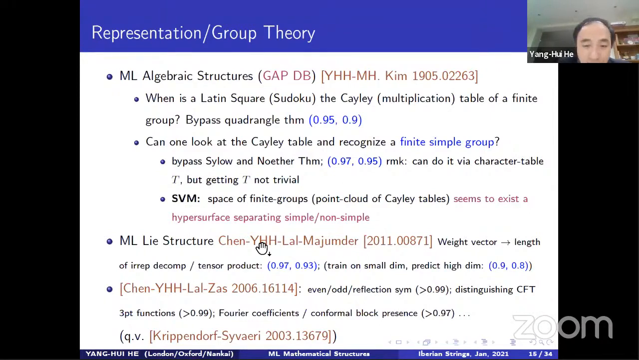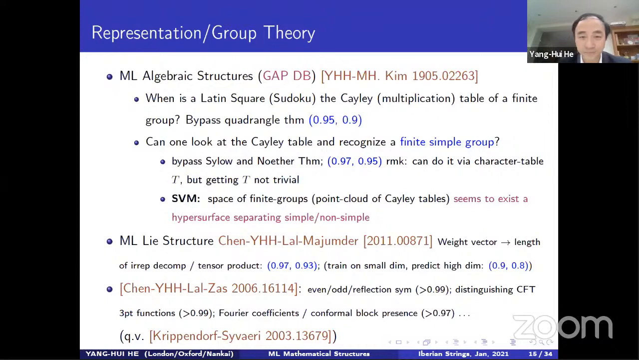And other things, what about Lie groups? With Shailesh Majumdar and Han-Yu Chan, we're doing other work. Can you tell just by feeding in weight vectors of Lie groups, can you tell how long your irreducible representation is? And that also you can see reaches fairly high accuracies as well. And yeah, so representation theory, good.